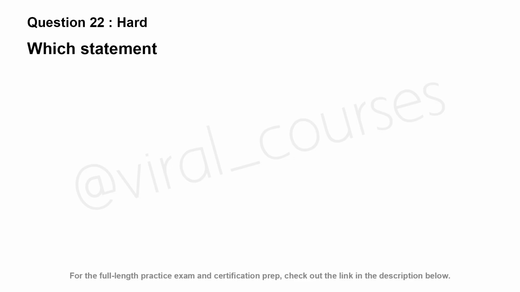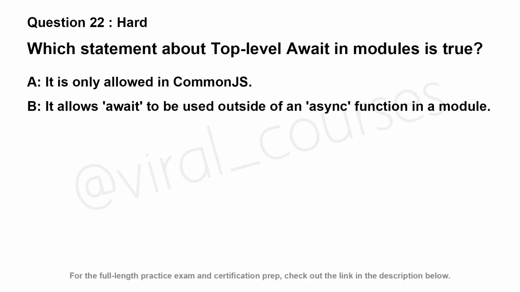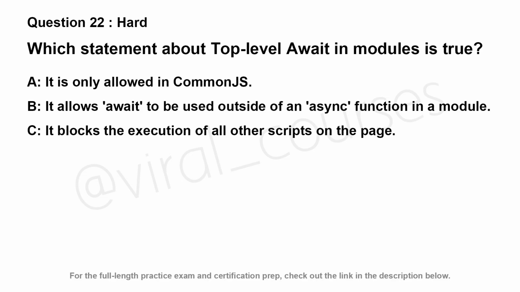Which statement about top-level await in modules is true? Option A. It is only allowed in CommonJS. Option B. It allows await to be used outside of an async function in a module. Option C. It blocks the execution of all other scripts on the page. Option D. It is used to speed up loop execution.